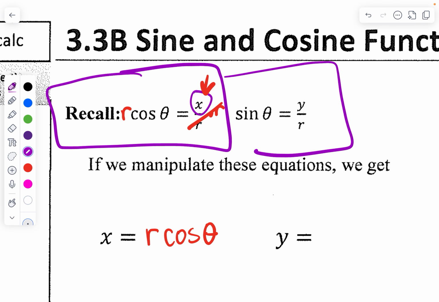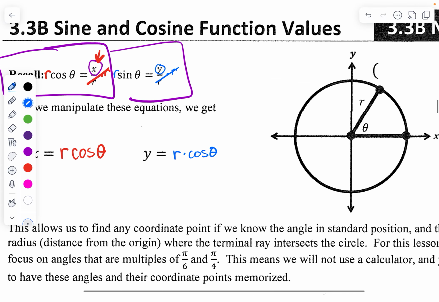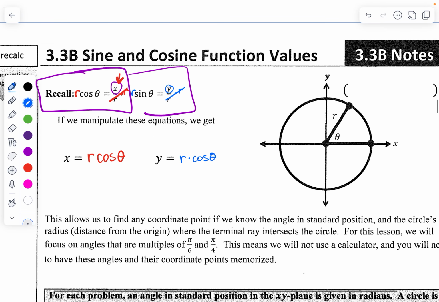And for y, if I'm trying to get it by itself, I'm going to multiply both sides by r, and we get y equals r times the sine of theta. Since we know that we can always find the cosine and sine, so this is supposed to be a sine, my bad. Don't forget y is sine.